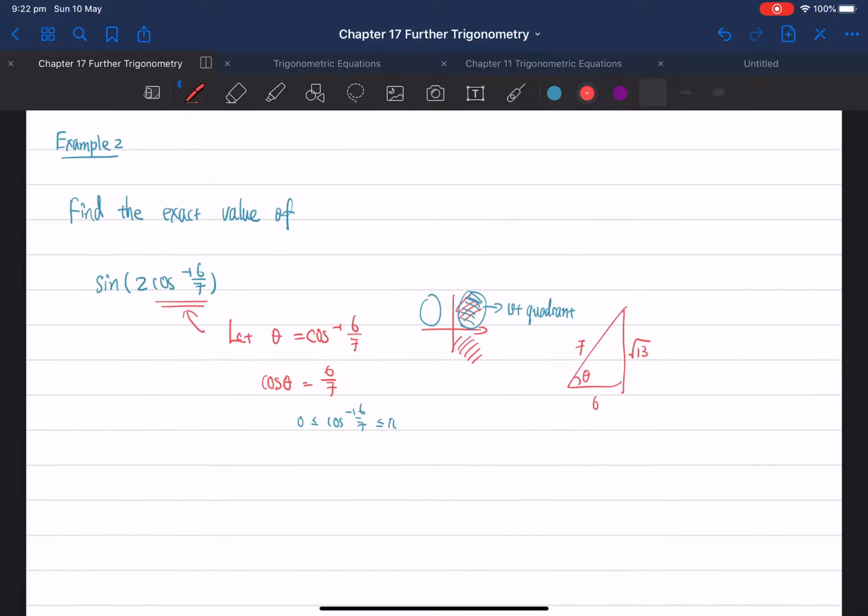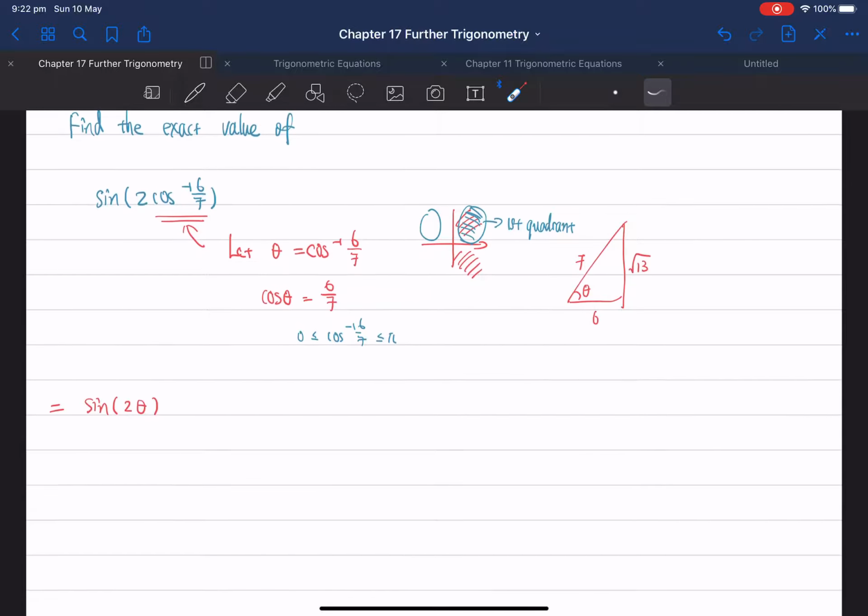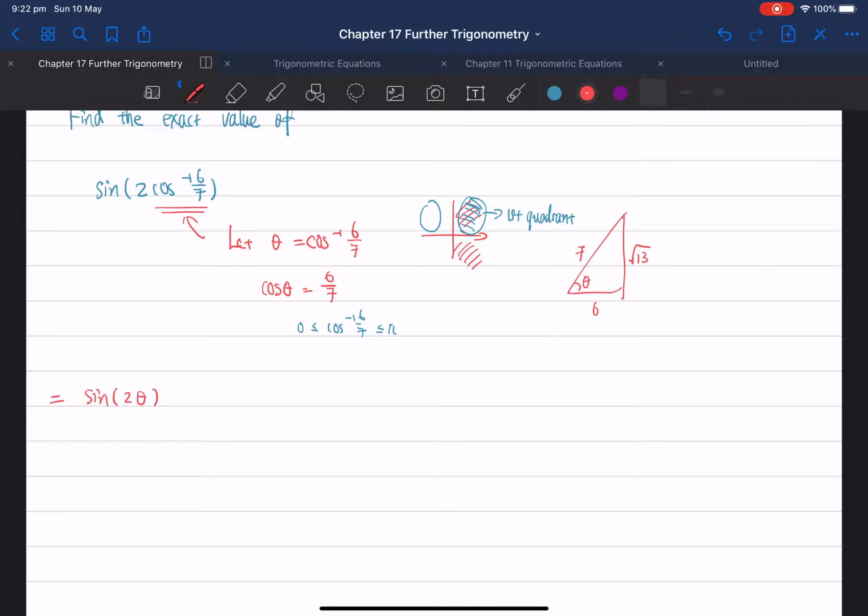Okay, now back to this. So then we know that is equal to sine bracket 2 theta. Now do you remember that the theta is replaced by the theta here, but you still have a 2 right in the front. So that gives you 2 sine theta cosine theta, where you just apply the double angle formula you have learned. And then we can use our triangle to work out what sine theta equals to.